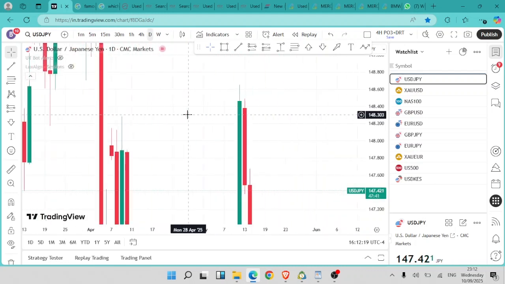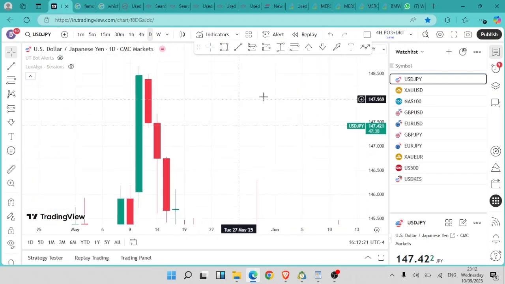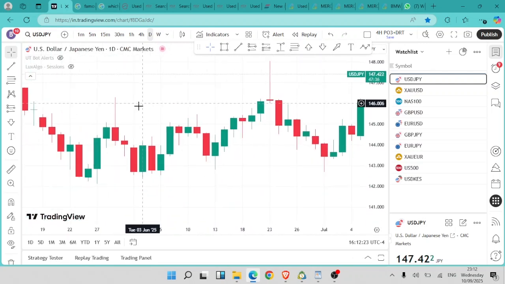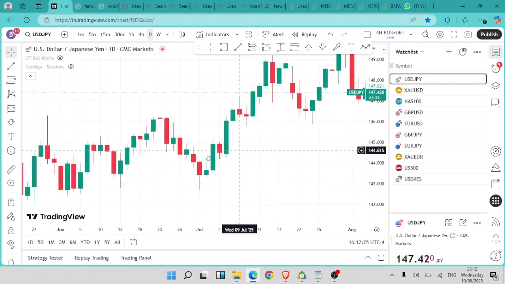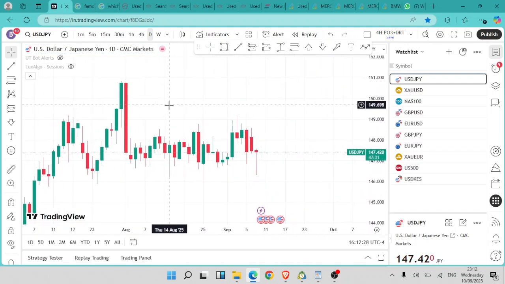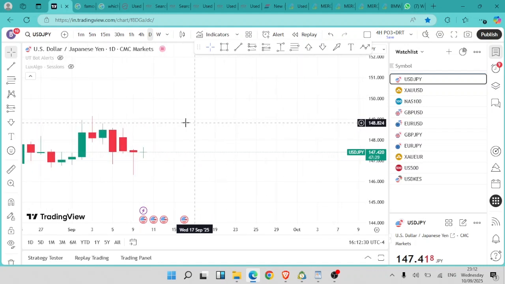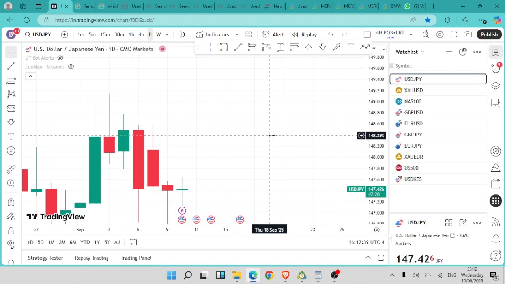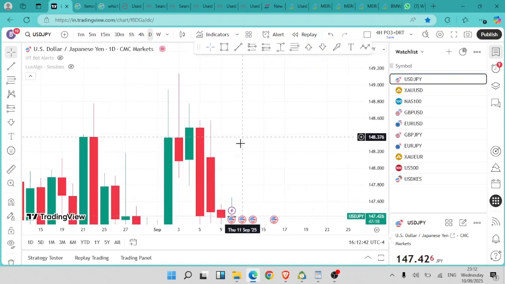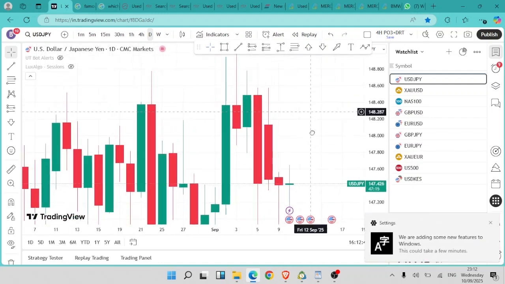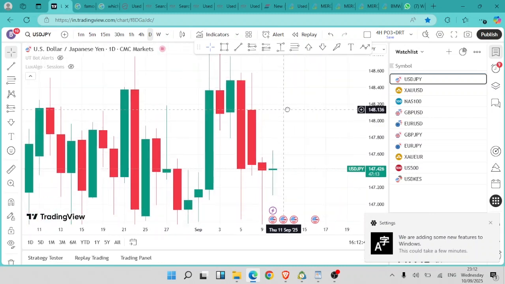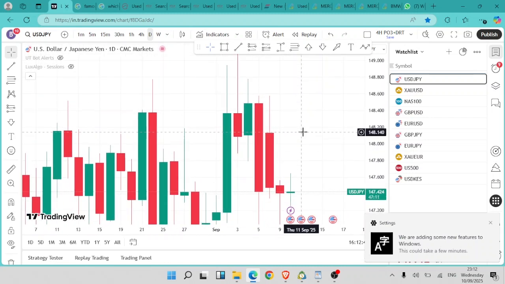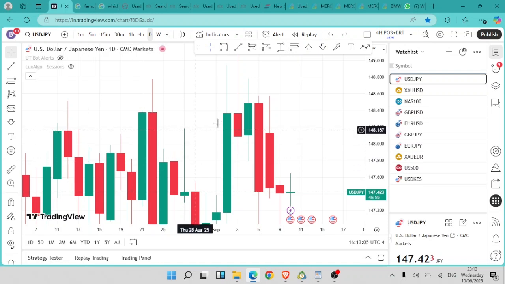I've just realized how the previous model I was teaching, the PO3 or the CRT thingy, happened very perfectly in USDJPY last week. Wednesday, Thursday and Friday. Yes, so this is it, Wednesday, Thursday and Friday.